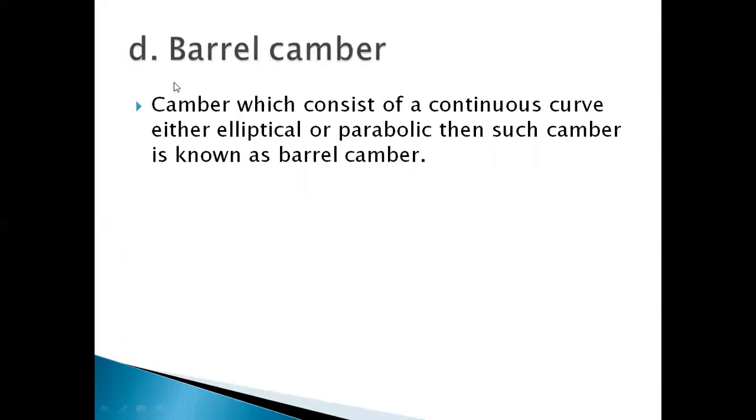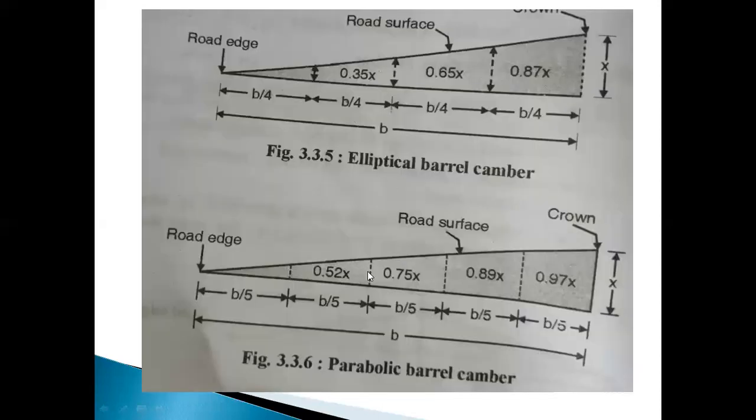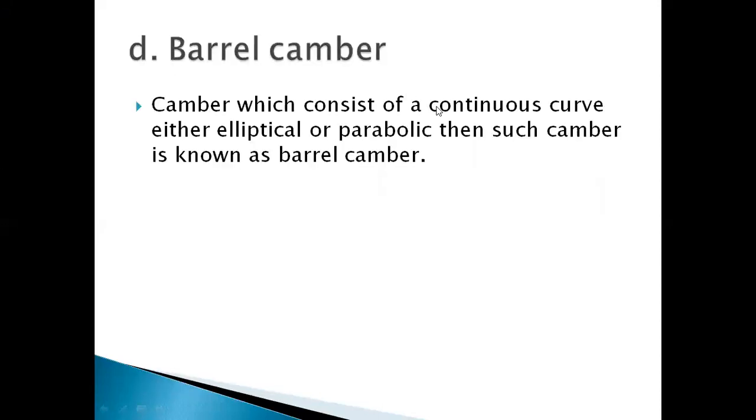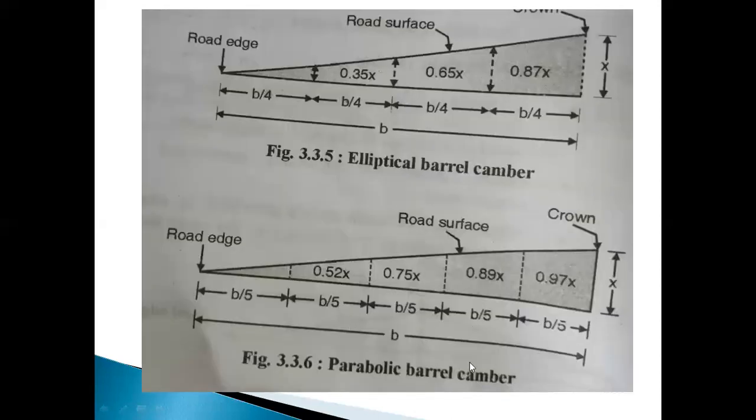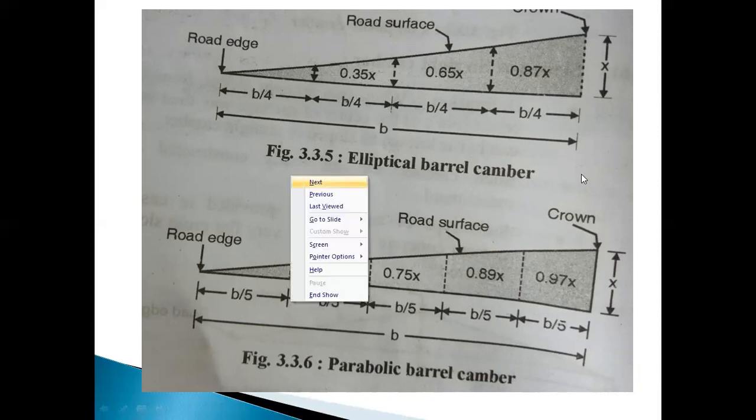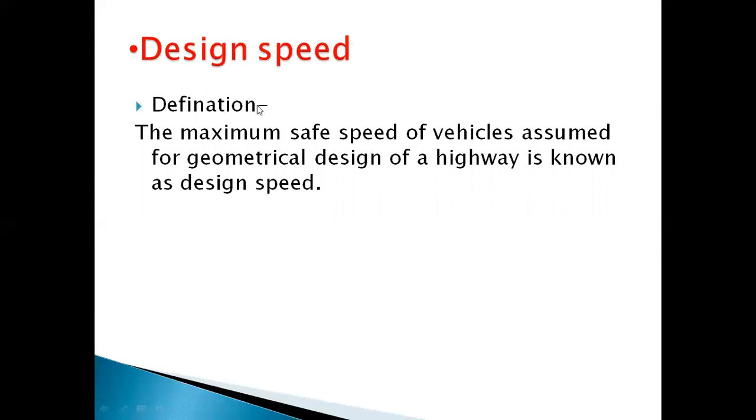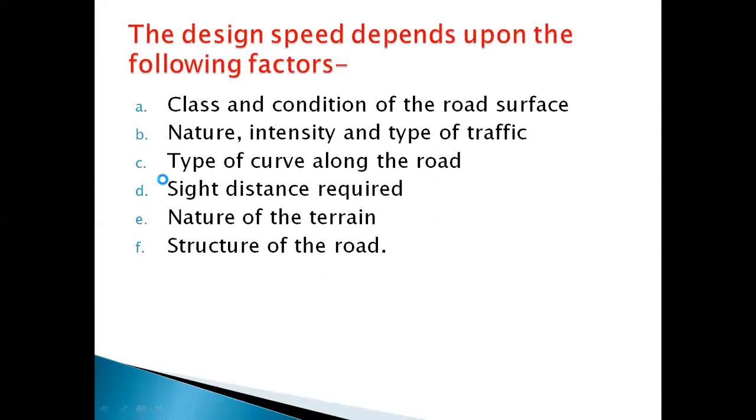Then the fourth is the barrel camber. A camber which consists of a continuous curve, either elliptical or parabolic, is called a barrel camber. The camber which has an elliptical shape or parabolic shape is called a barrel camber. Then the next point is design speed.